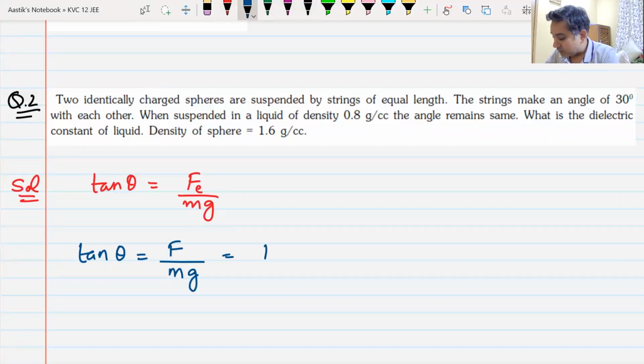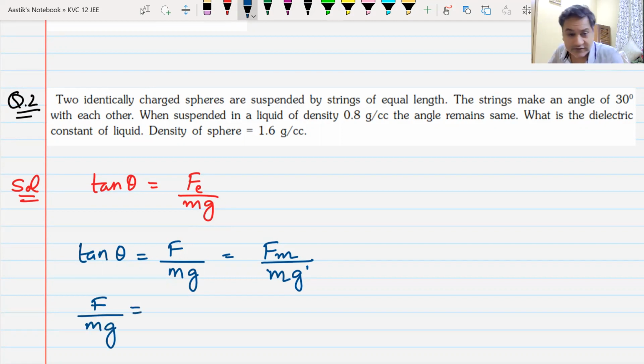Now, this must be equal to the force in the liquid, the force in the medium, divided by the weight in the medium. So m into, I can write it as g dash. Mass remains the same, the g becomes different. Yes or no? Because of the buoyant force. Everyone understand buoyant force? Yes, sir. We just put the values now and I will get the answer. F divided by m into g should be equal to F dash, which would be your F divided by the dielectric constant K. Yes or no?